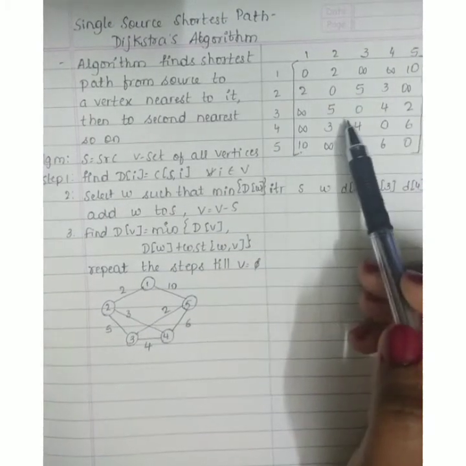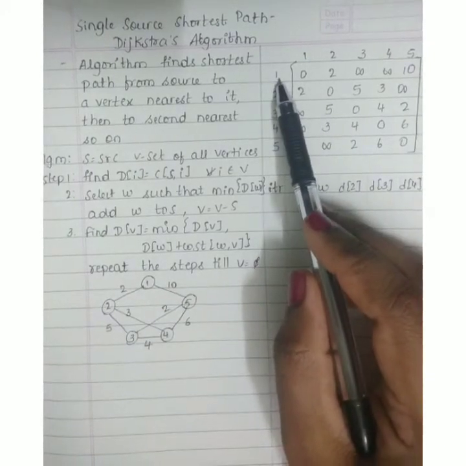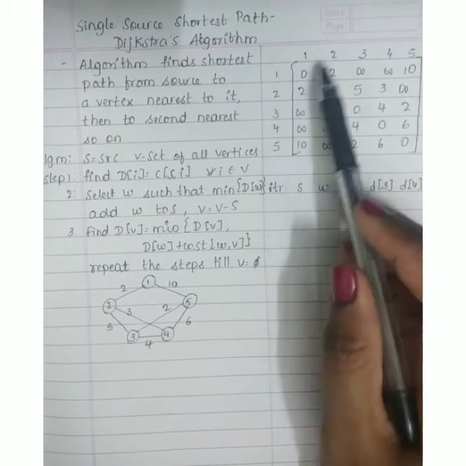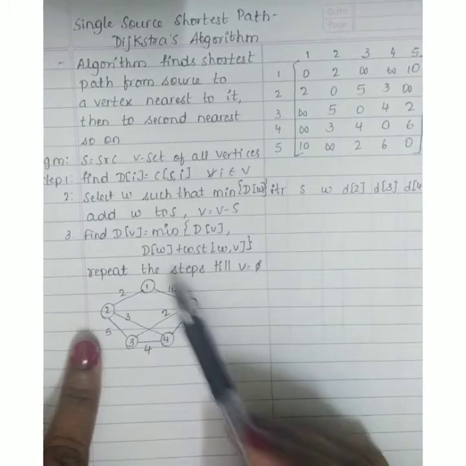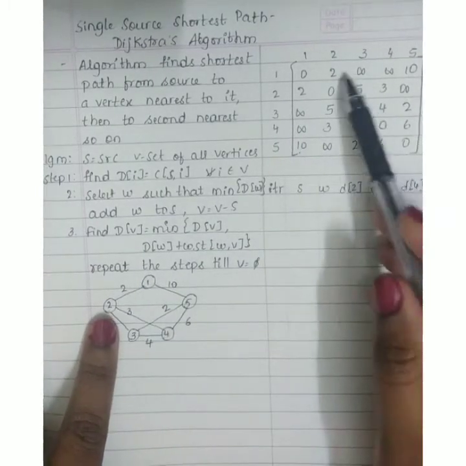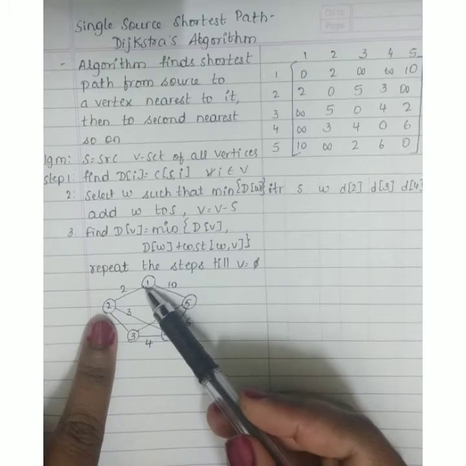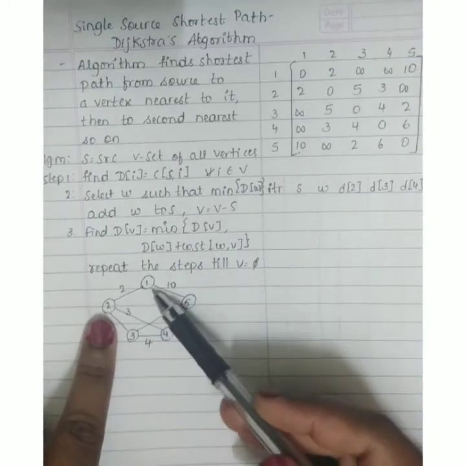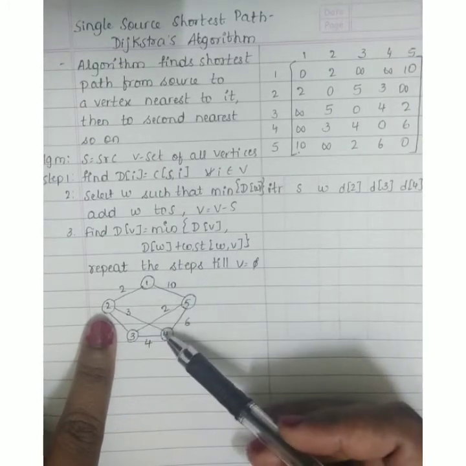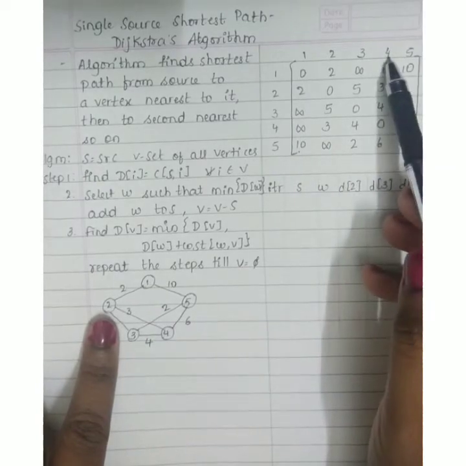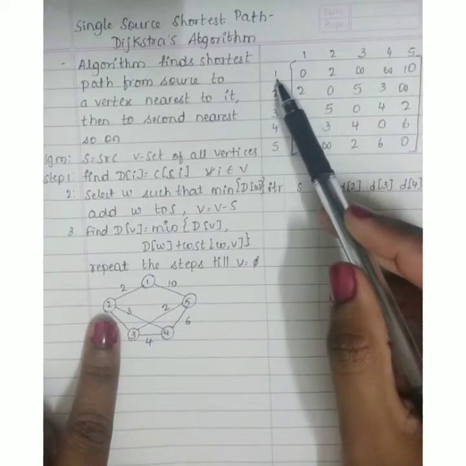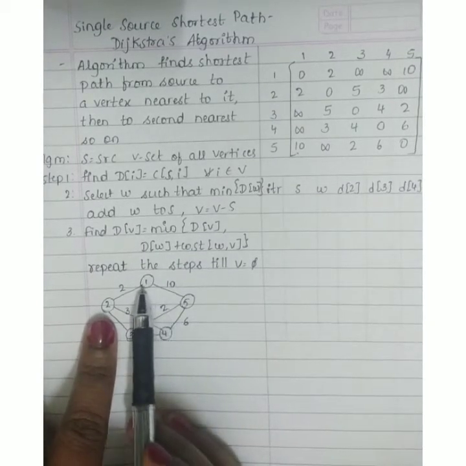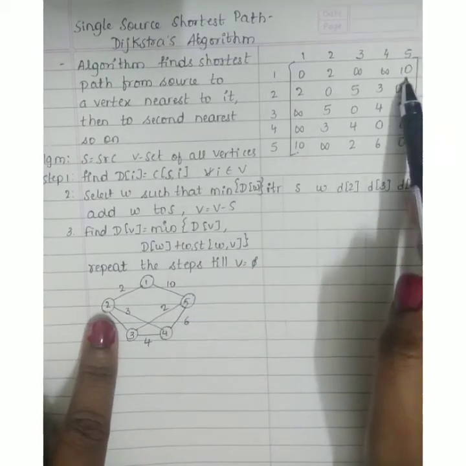So here this is the cost adjacency matrix. The distance from vertex 1 to itself is 0. The distance from vertex 1 to 2 is 2. And there is no direct edge from 1 to 3, so the distance from node 1 to node 3 is infinity. There is no direct edge from vertex 1 to vertex 4, so the distance from vertex 1 to 4 is infinity. And for 1 to 5, there is an edge connecting node 1 and 5, so this distance is given as 10.